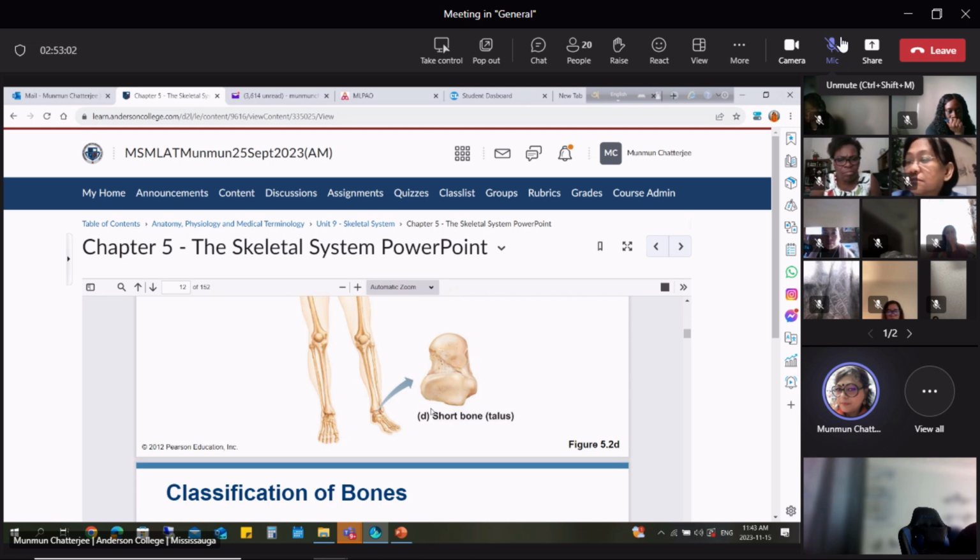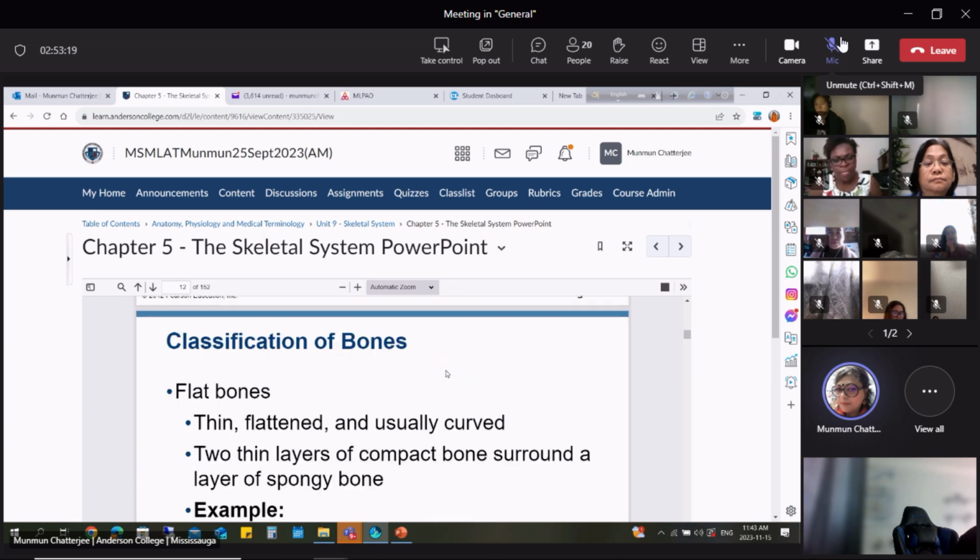These are the short bones. This one is joining from the lower limb bones with the tarsals. There is one bone called the talus. This is also a short bone, but it is irregular in shape also.